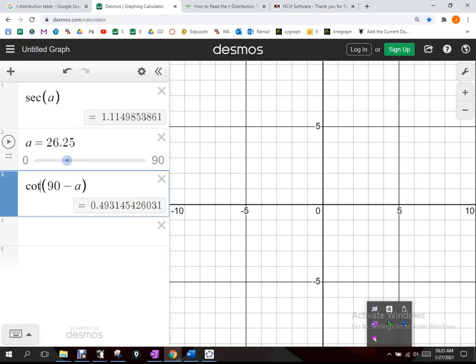What matches up with secant? Well, secant and cosine match up because of the reciprocals. But if I'm talking about the relationship now between adding to 90 or being complementary, cosecant, right? Does that make sense? Okay. And there we see that relationship.